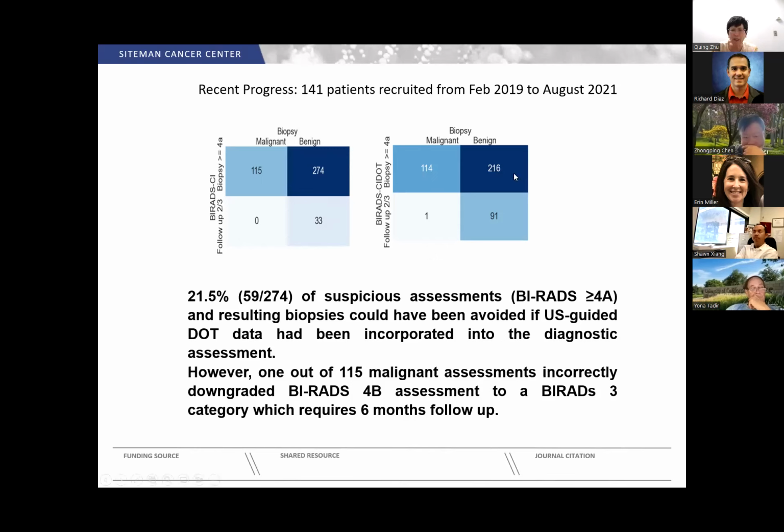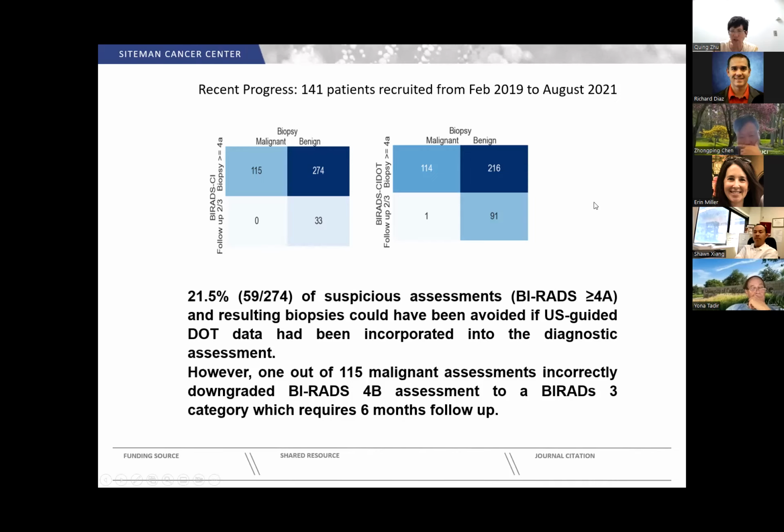But now if you look at this table on your right, you see that the benign biopsy category reduced a lot. There's a large percentage, 20% of benign biopsies, downgraded to follow-up because of the DOT data presented to them. They reevaluate their decision. And we didn't miss one, I mean, there was no downgrade from cancer to follow-up.